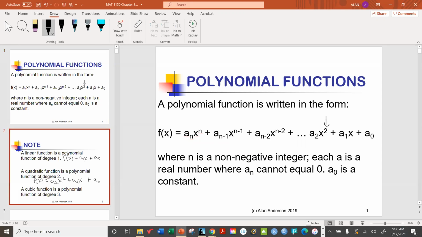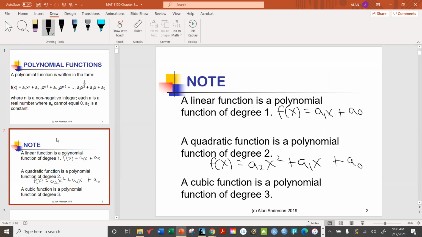And then for a cubic function, you can probably guess what's coming now. We'll have a3 x cubed, a2x squared, a1x plus a0. And it just keeps going up. The next one would be called quartic, and they all actually have names, all the way up to maybe 10. You don't usually hear them very often.